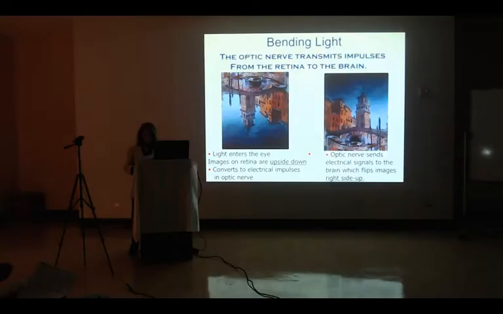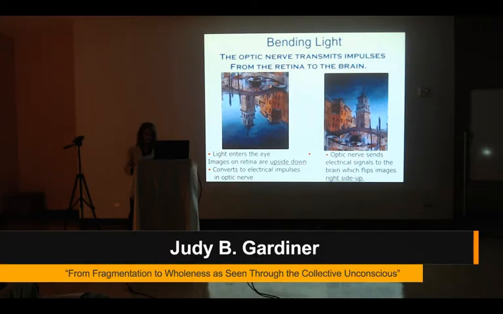Now on the left we have images on the retina that are upside down. On the right, after the brain receives the signals from the optic nerve fibers, the images are right side up. And I'll just inject a note here that scientists are currently researching the retina using electrical signals as photons of light, which control brain activity.